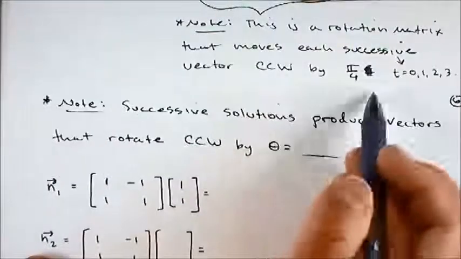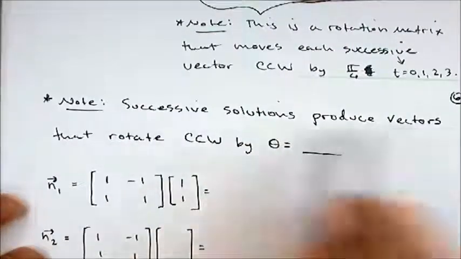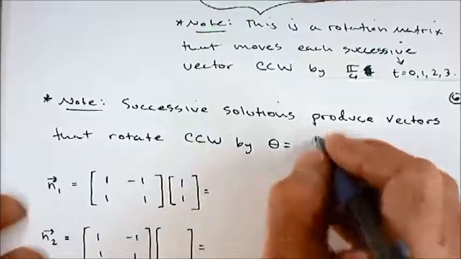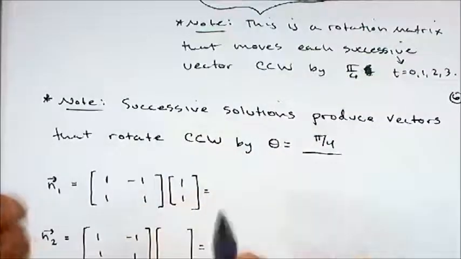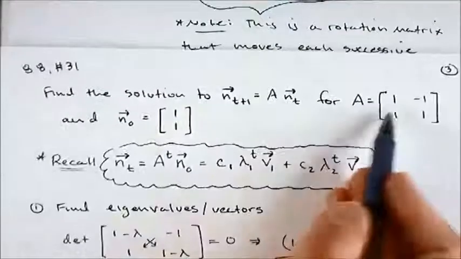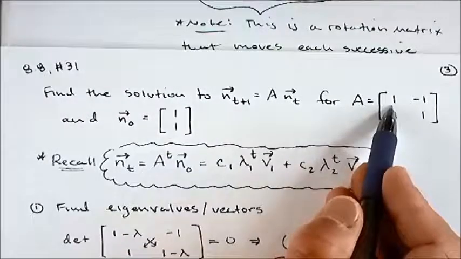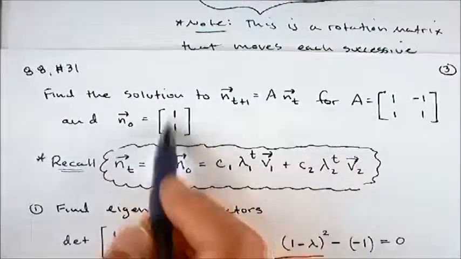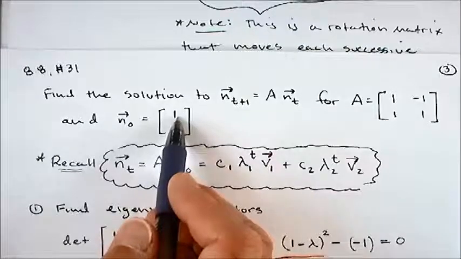Okay, this was just restating what I just said. So successive solutions produce vectors that rotate counterclockwise by theta equals pi over 4. Okay, I said it twice. Okay, remember the original problem statement gave this matrix and this initial population size or initial condition.